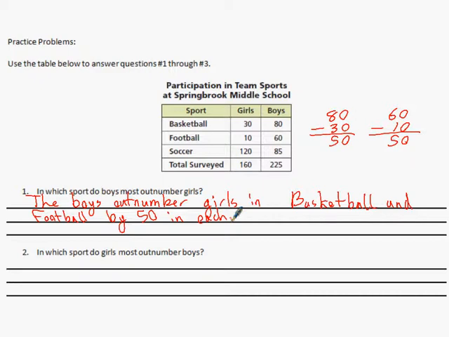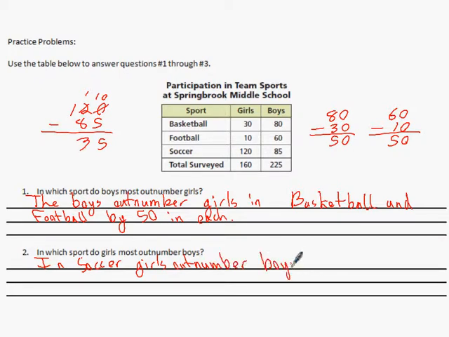Number 2, in which sport do girls most outnumber boys? Well, there is only one sport where girls outnumber boys, so that's easy. Let's give them a number 2, 120 minus 85. Borrow, make that a 10, make that a 1. 11 minus 8 is 3, so 35. So in soccer, girls outnumber boys by 35. So just a simple subtraction for each one.